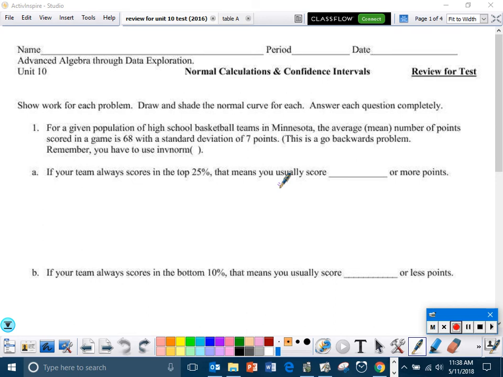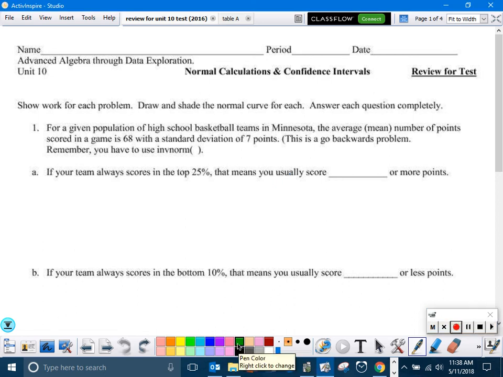For a given population of high school basketball teams in Minnesota, the average number of points scored in a game is 68, with a standard deviation of 7 points. So, if your team always scores in the top 25%, that means you usually score blank or more points. Okay, this is a go backwards problem. All right, so the first thing we need to do is draw our normal curve.